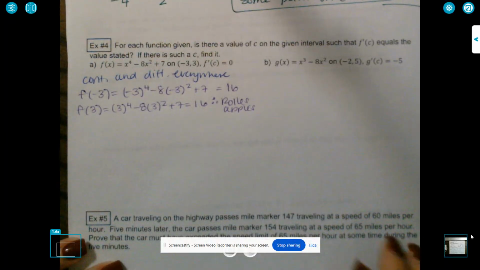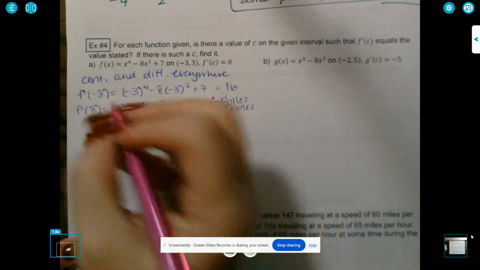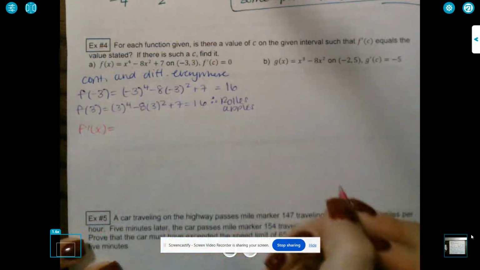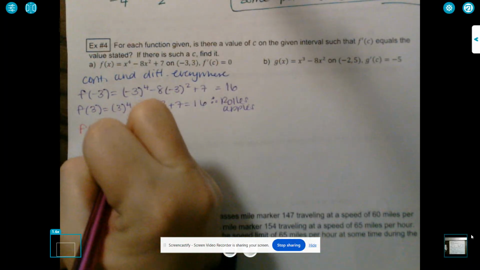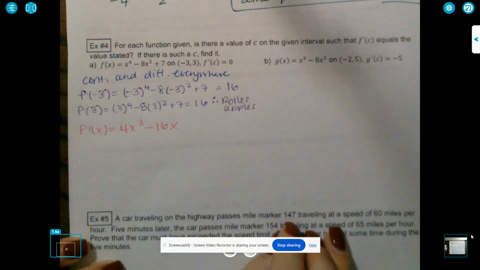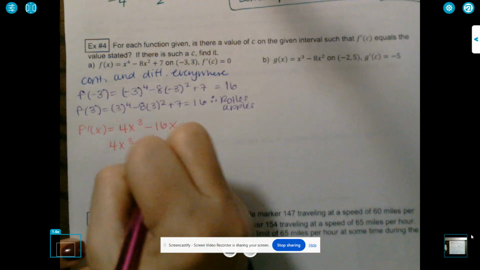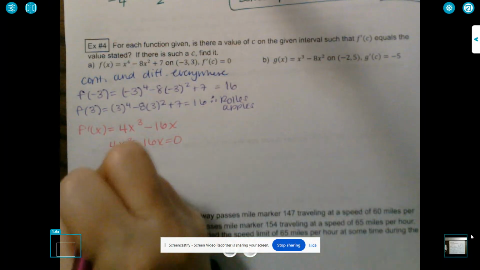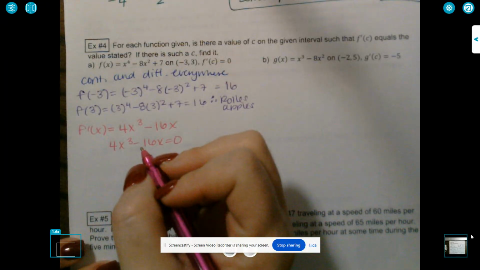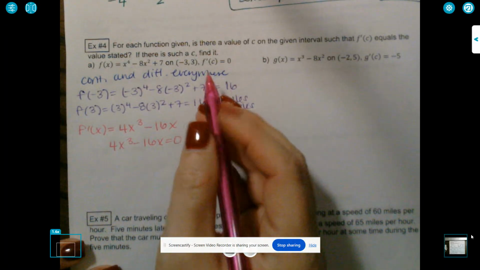So now they want us to find that value. So remember, Rolle's says if f of A equals f of B, then there's at least one C on A B such that f prime of C equals 0. So we've got to find our derivative. And then we're simply going to set our derivative equal to 0. And now you're going to notice in my work, I'm going to change my x's to C just because it says f prime of C.